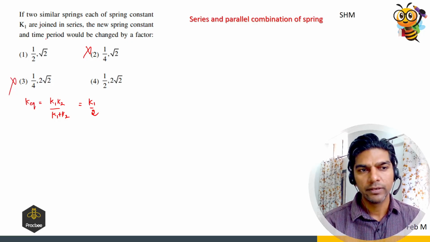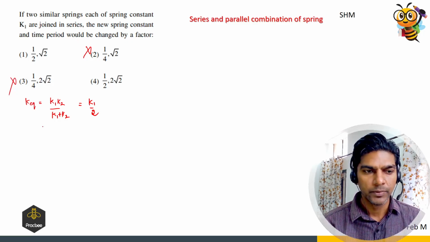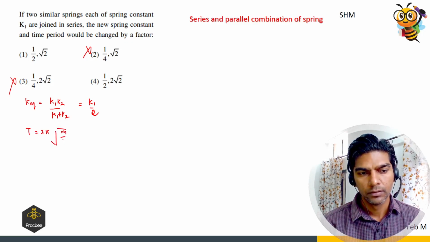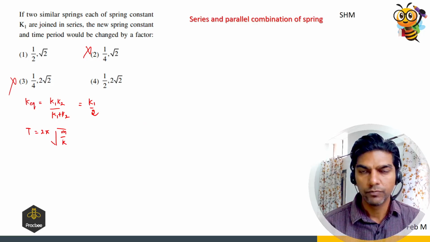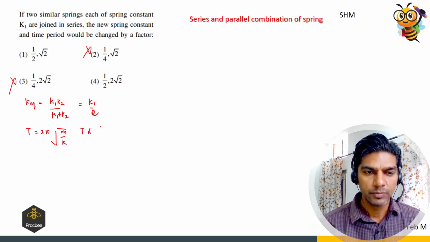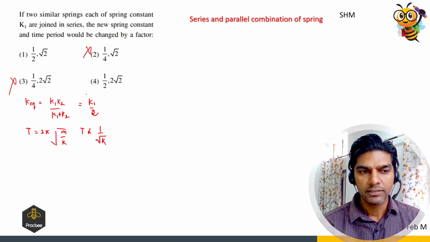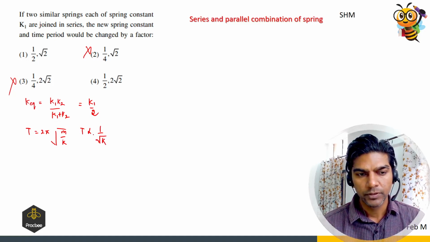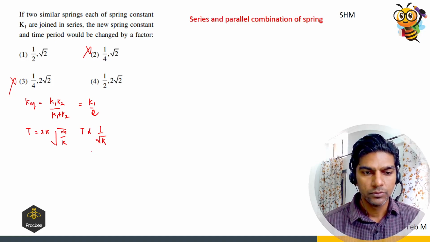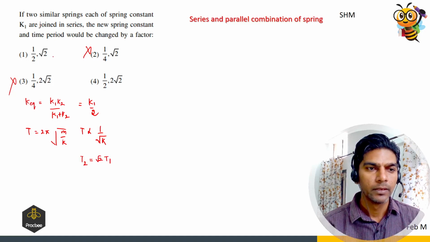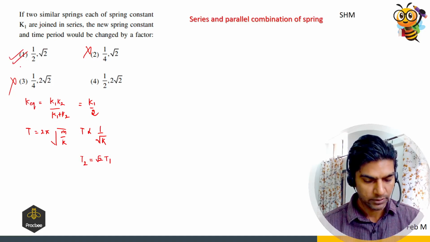Now we also have to find what happens to the time period. We know the time period is given as 2 pi root m by K. So for the given mass, time period is inversely proportional to square root of K. So as the spring constant has decreased by the factor of 2, the time period will increase by the factor of root 2. So the new time period T2 will be root 2 times T1. So option 1 is the right answer.